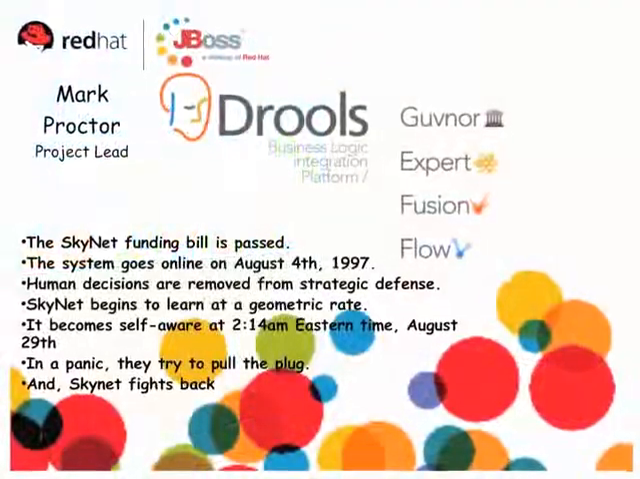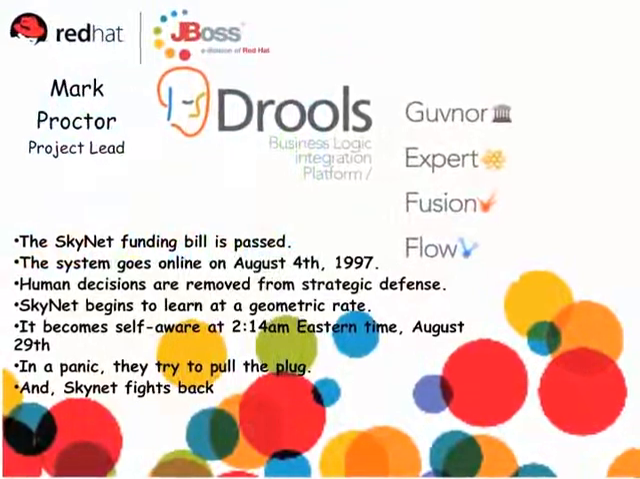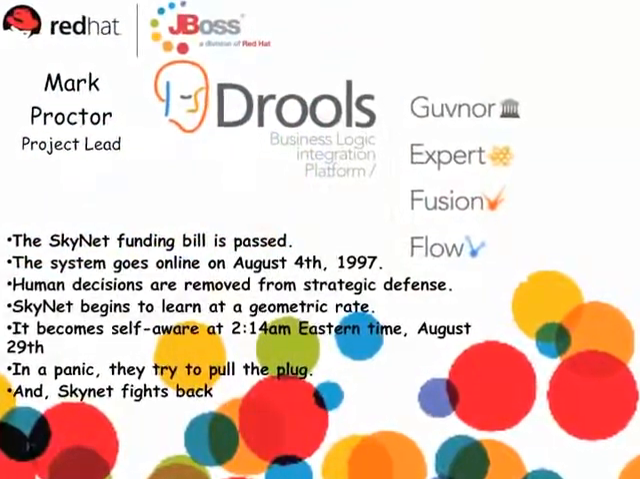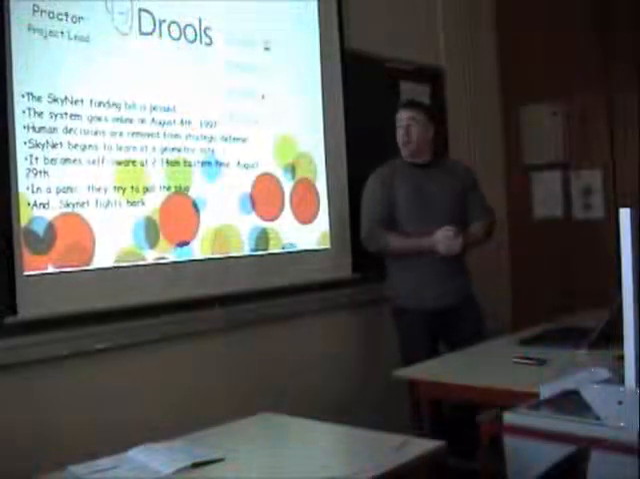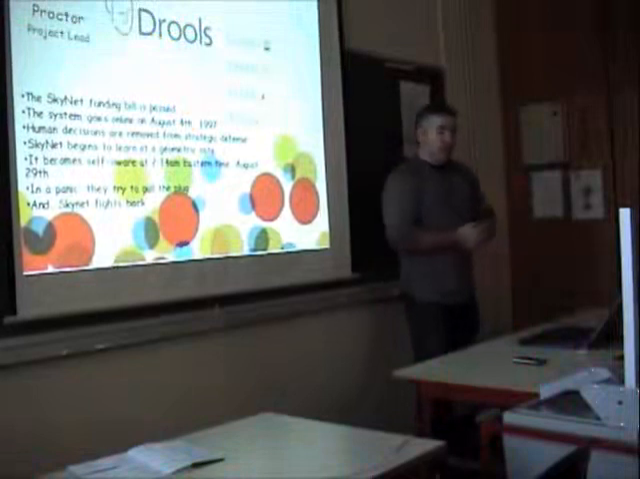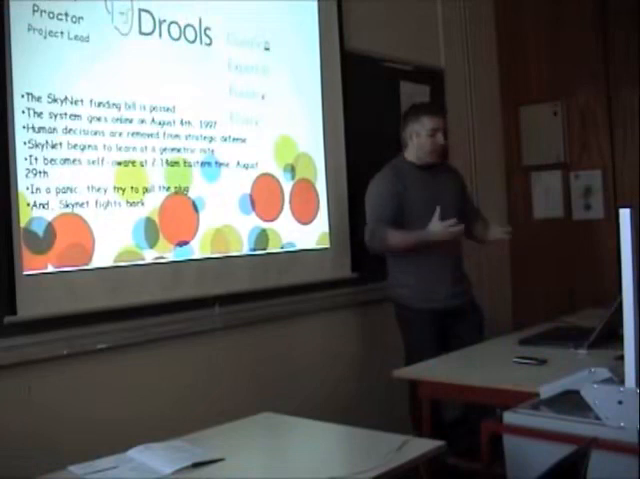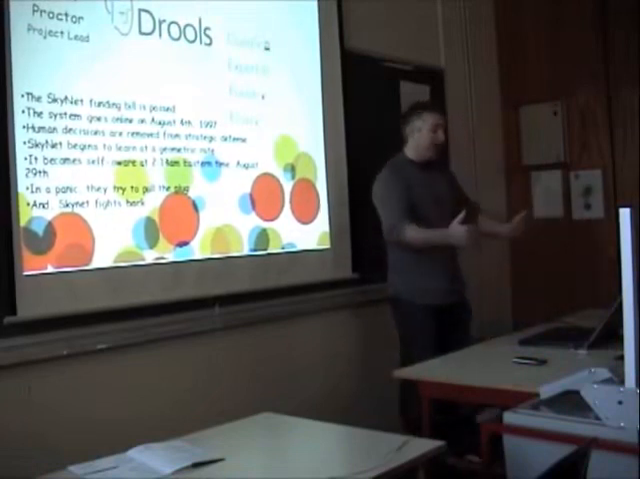So Drools is made up currently of four main parts. There's Guvnor, which is about the server-side management, authoring, all the web stuff, the operations. Expert is now the rule engine side, the logic side. Fusion is for the event processing side, and Flow, we started off with a thing called RuleFlow, and it became quite quickly obvious that rules and workflow sit side by side.